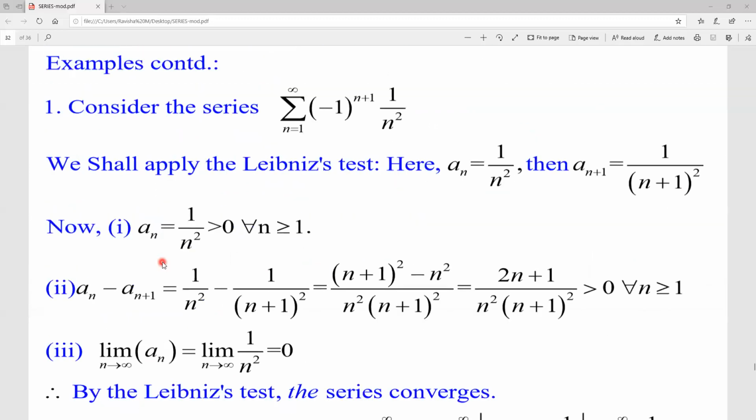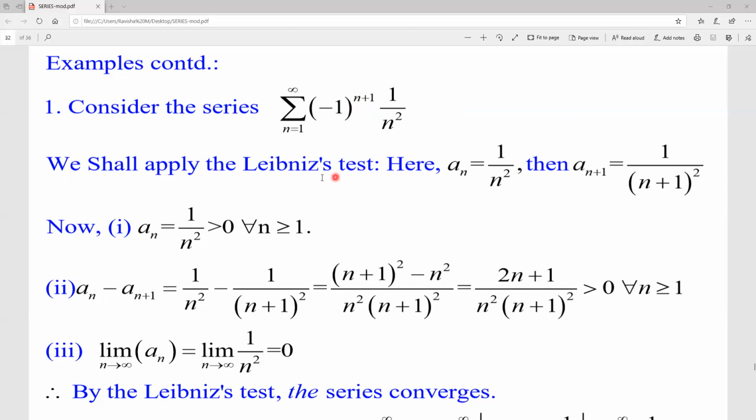Let us take some examples. Consider the alternating series, the sum of n equal to 1 to infinity of minus 1 to the power of n plus 1 by n factorial, where a n is 1 by n square. First, let us check whether this alternating series is convergent or not. If it is convergent, let us go on to check whether it is absolutely convergent or conditionally convergent.